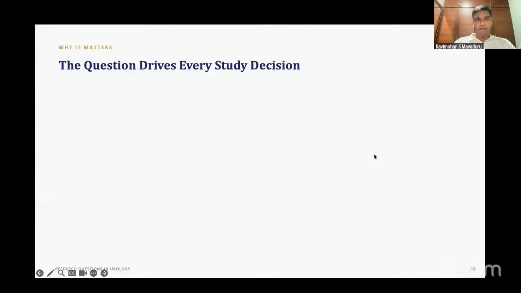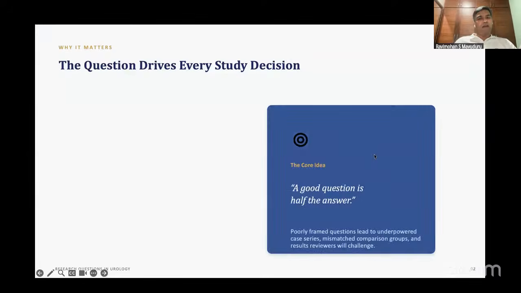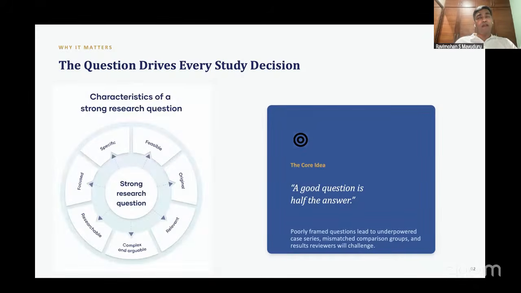Now, having said that, the question drives every study decision. One great author said that a good question is half the answer. So this is the first step, and that's why rightly it is the first topic of discussion today. Because if you poorly frame a question, the entire study gets derailed. The research question is like a wheel, and for the wheel to drive on its own, if you have all the spokes well attached, then the study automatically progresses. So spend some time, brainstorm this so that you reach a right question.